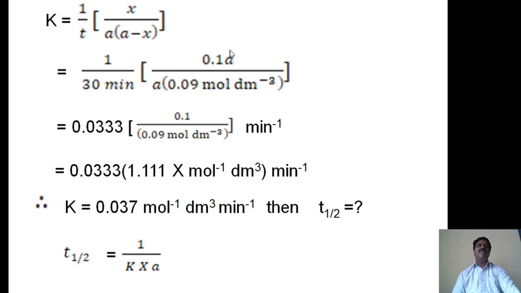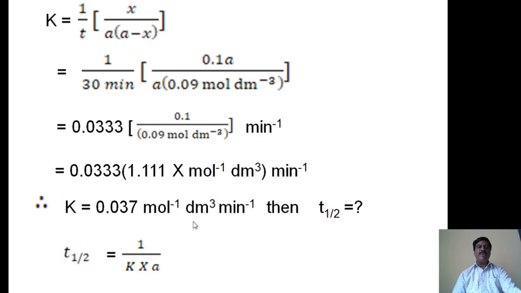This A gets cancelled. Then after simplification we will get 1 divided by 30, which is 0.0333, into 0.1 divided by 0.09 mole per dm cube per minute. After simplifying and multiplication, K is equal to 0.037 per mole dm cube per minute. This is the K value.